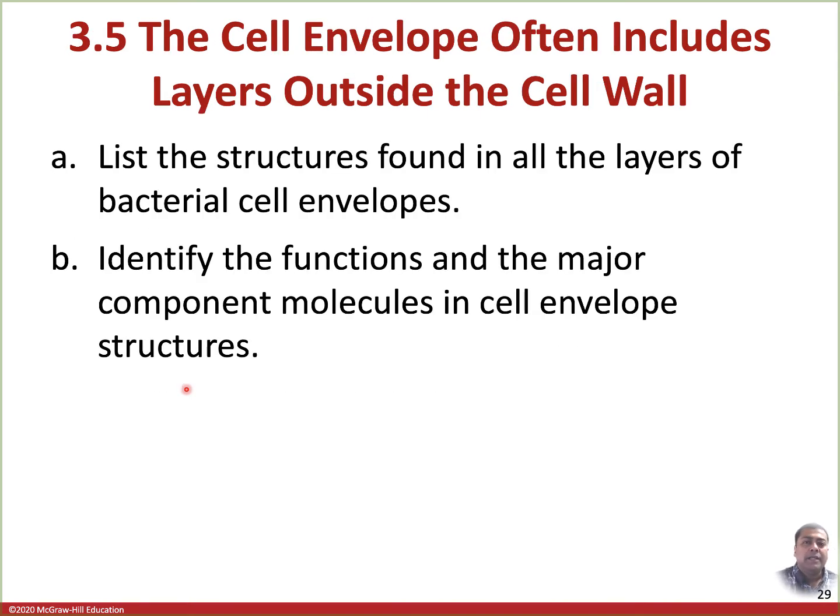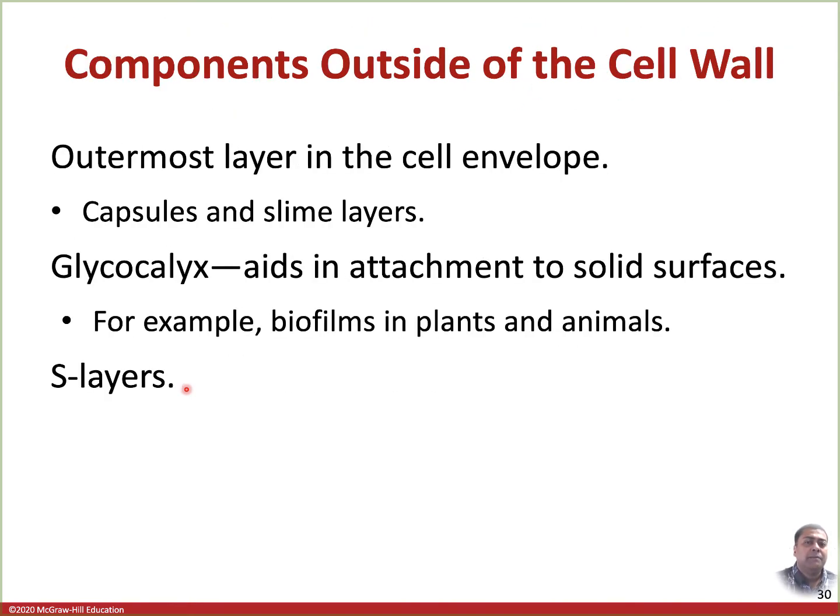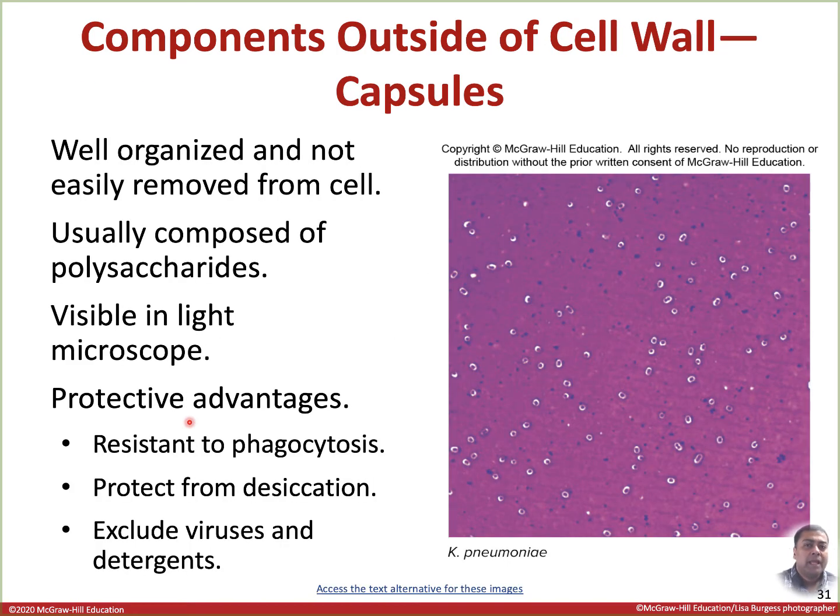The next part that we are going to talk about is the cell envelope, the components outside the cell wall, and the outermost layer of the cell wall: capsule, slime layer, glycocalyx. We are going to talk about this glycocalyx and the S layer, and we are going to explain what these are. So the first one is the capsule.